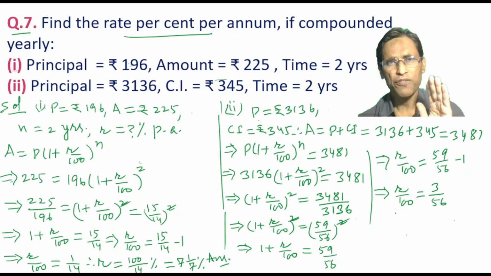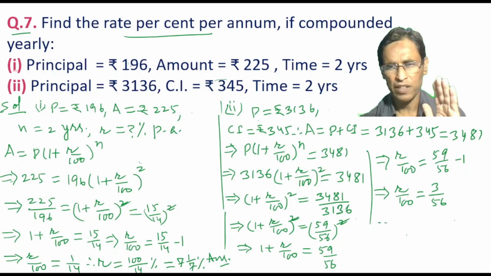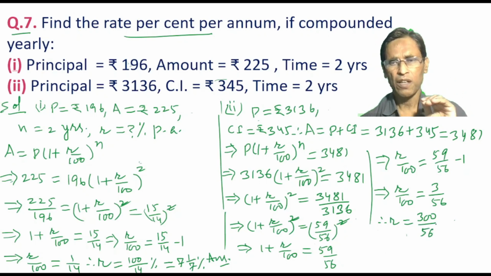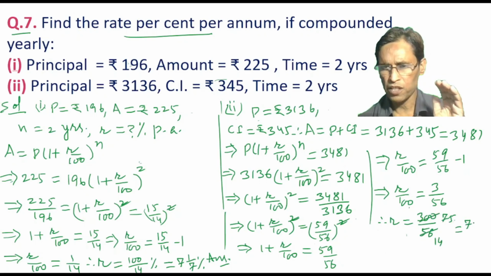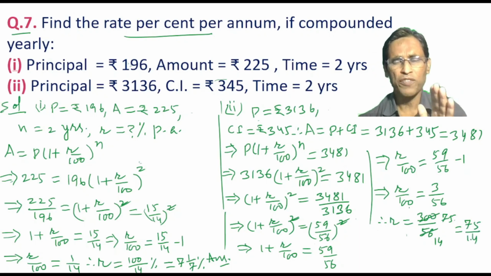And so we find the value of R by taking 100 from left side to right side. Therefore R equal to 100 into 3 becomes 300, and so 300 by 56. Clearly 300 is divisible by 4 in 75 times and 56 is divisible by 4 in 14 times. So now on simplification we have 75 by 14, and since it is the value of rate of interest, so it should be expressed in percent.